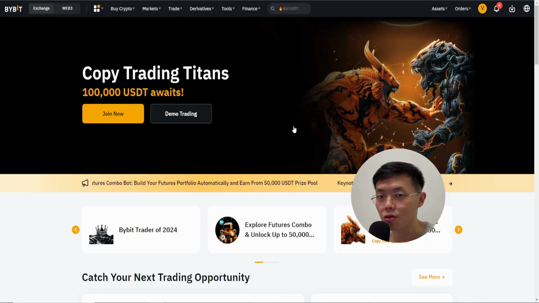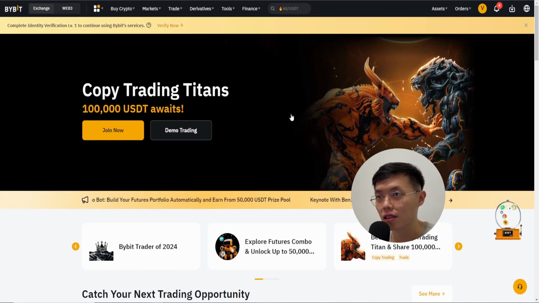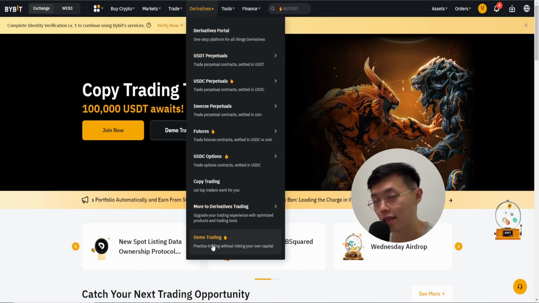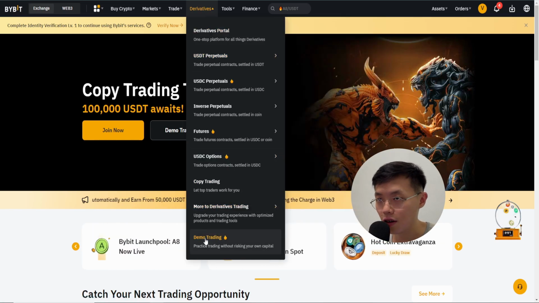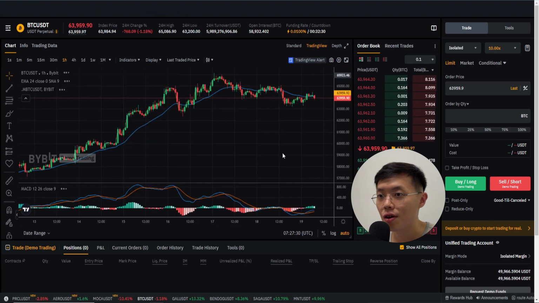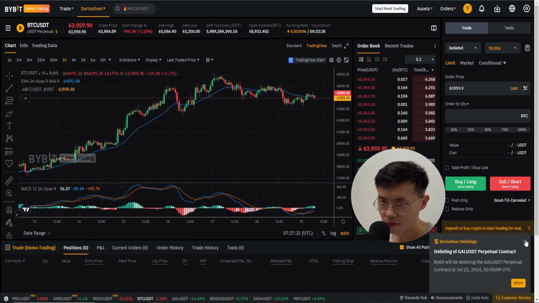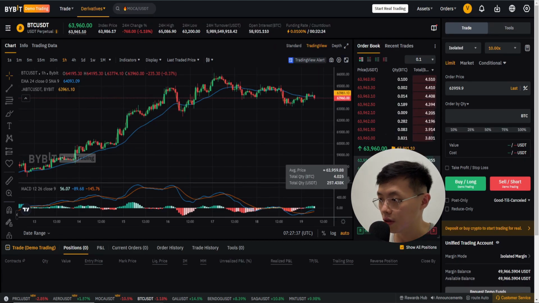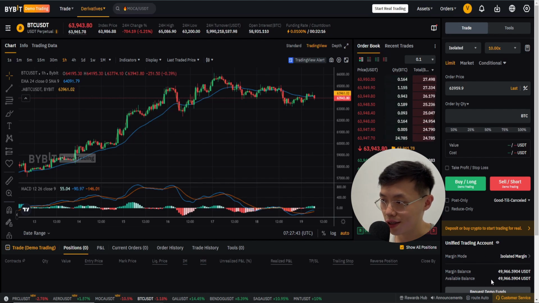So how do we start with this demo trading? If you can see your derivatives here, all the way to the bottom, there's the demo trading. When you click on demo trading, the demo trading visual will come up right here. If you can see at the bottom left here, that's your margin balance. That's the demo trading account that Bybit gave you. So it's 50,000 right here, close to 50,000.